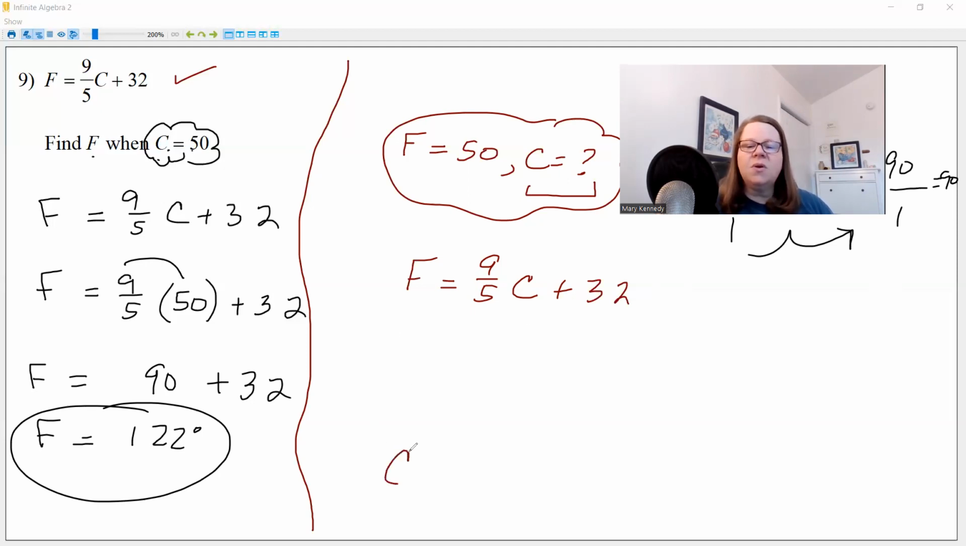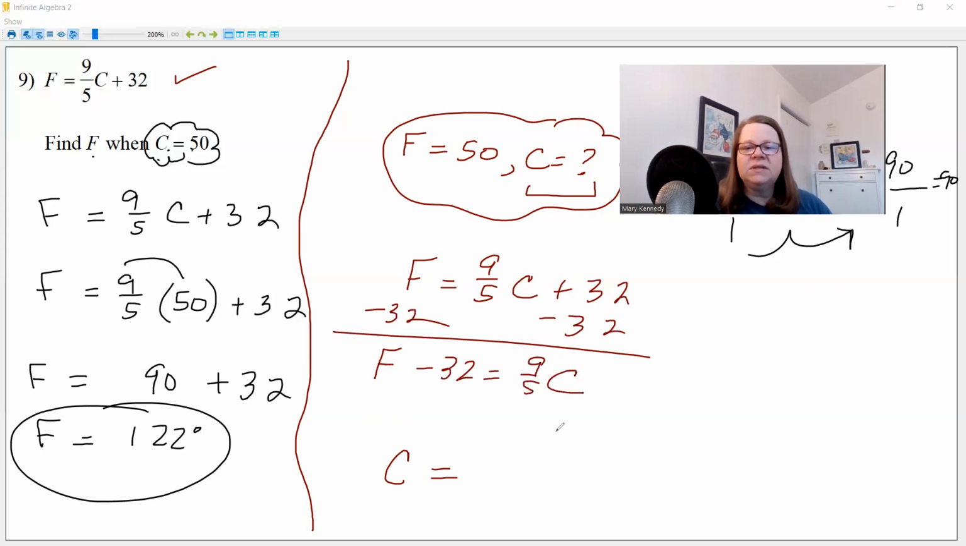So in other words, I want this, not function, but formula, to be written as C equals, so that then I can just plug in the 50 and get my answer. Right now it's solved for F. So if I want this to equal C, I should start by subtracting 32 from both sides. So Fahrenheit minus 32 equals 9/5 C. I'd multiply everything by 5 so that I get rid of this fraction. That's what I would do next.